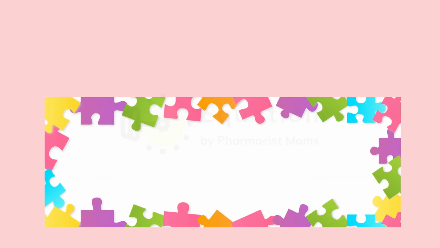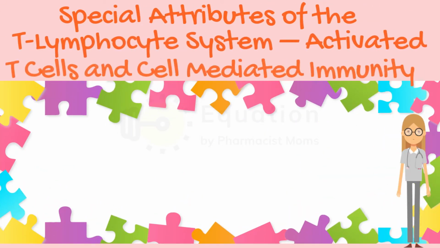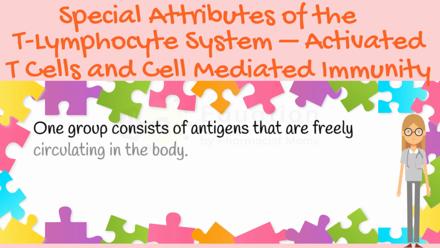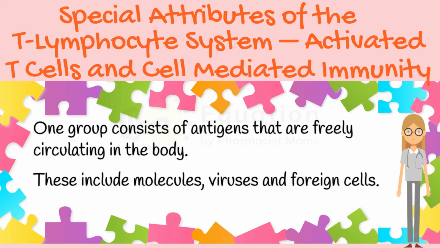What are activated T cells and cell-mediated immunity? Let's learn. The immune system distinguishes two groups of foreign substances. One group consists of antigens that are freely circulating in the body. These include molecules, viruses, and foreign cells.